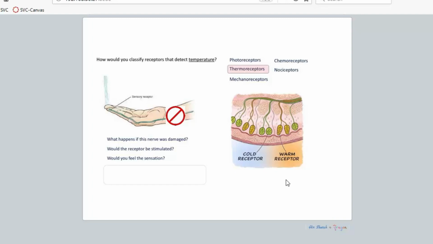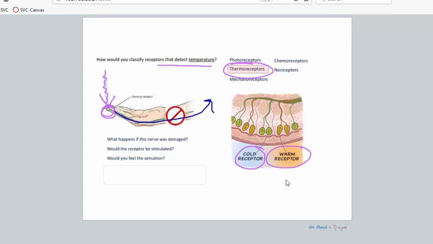What about receptors that detect temperature? How would you detect those? Not surprisingly, those are thermoreceptors. We have receptors that detect cold, warm, all that kind of stuff. And so here we have some, we'll say, warm water traveling down, and that stimulates the sensory receptor. Then that sensory receptor sends that information up to the brain for processing.